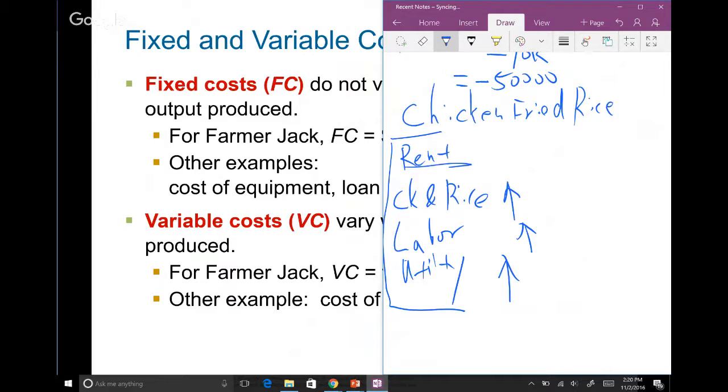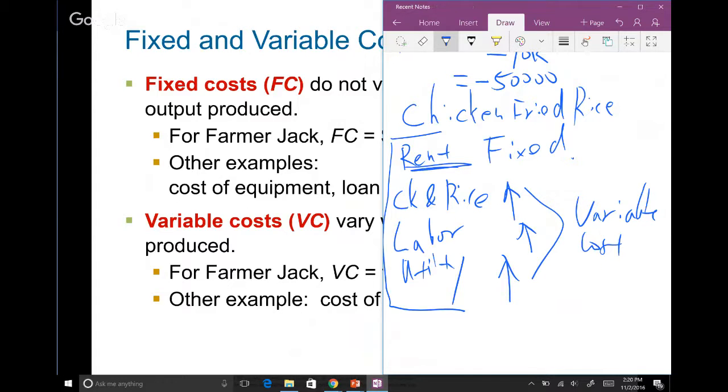Now, last one, if I produce more chicken fried rice, do I need to pay more for rent? Not really, right? Rent doesn't change that much because my landlord doesn't care about how much chicken fried rice I produce. My landlord just cares about how much rent I pay at the end of the month. So my rent doesn't depend on my production of chicken fried rice. So we call rent a fixed cost. And your chicken, your rice, your labor, your utility, all these are your variable costs.